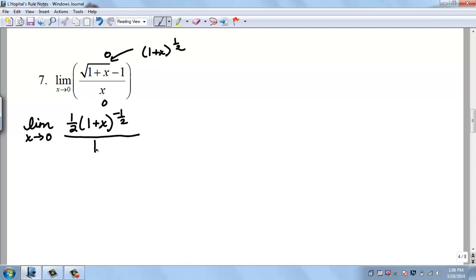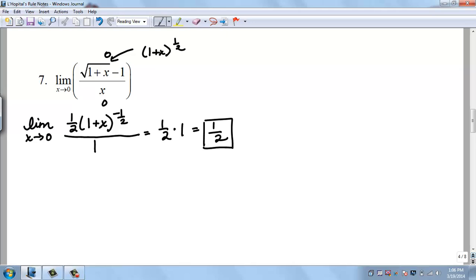So I know I'm not going to go any further. Let's plug the 0 in here. So I have a half times, now if I put a 0 in there, I have 1 raised to the negative 1/2, which is still 1. So the whole thing comes out to be a half times 1, or 1/2.